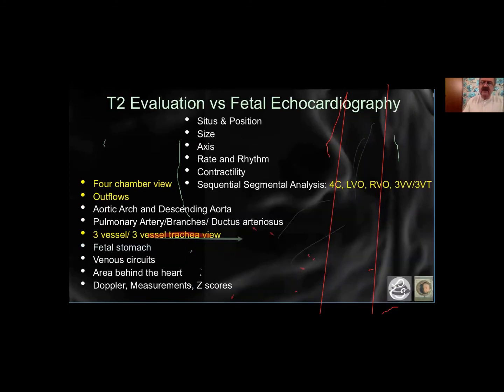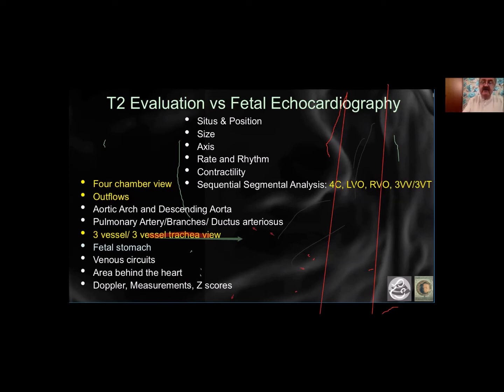Now, the other thing in the chest we need to handle is the heart. And there is a difference between cardiac evaluation in the second trimester scan, which includes situs, size, axis, rate and rhythm, contractility of the myocardium, a 4-chamber view, outflow views, and a 3-vessel view or a 3-vessel trachea view. This is not a fetal echo. This is what we evaluate as routine scanning.